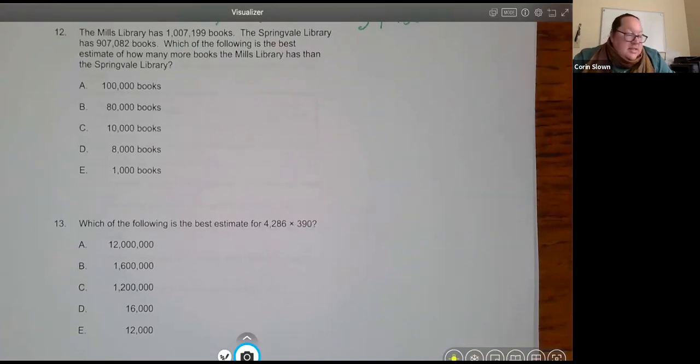So it says the Mills Library has 1,007,199 books. The Springvale Library has 907,082 books. Which of the following is the best estimate of how many more books the Mills Library has than the Springvale Library? Okay, so let's think about this.